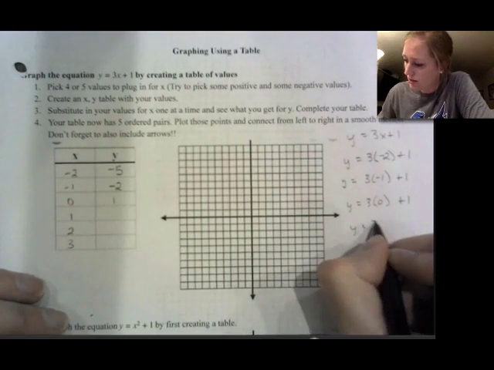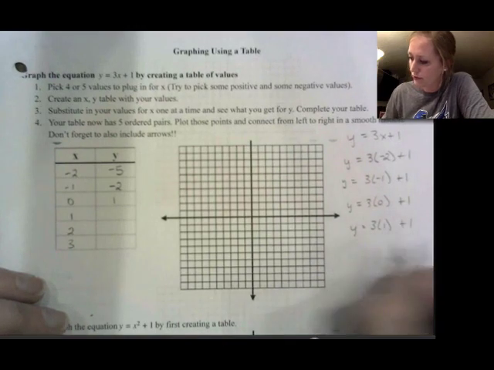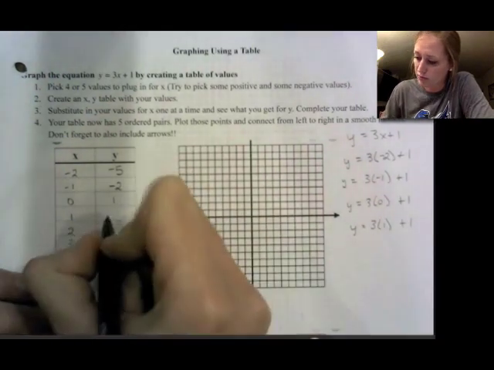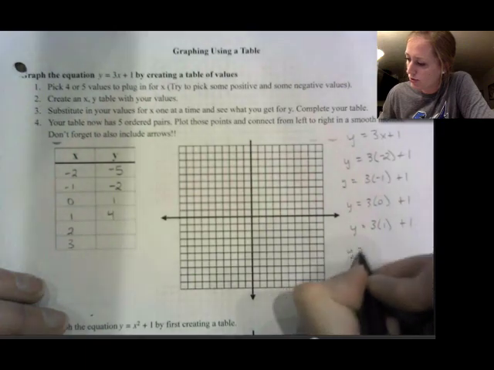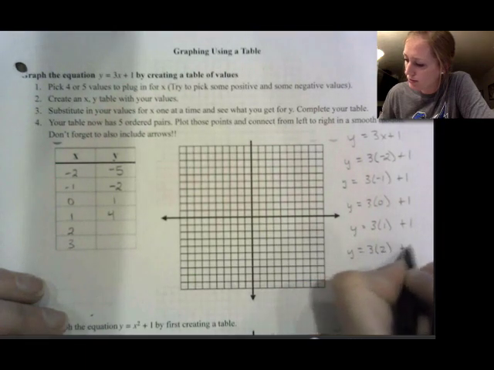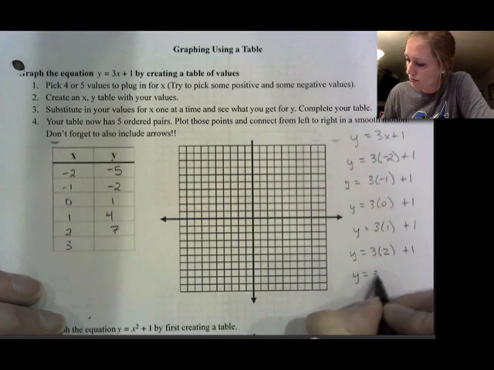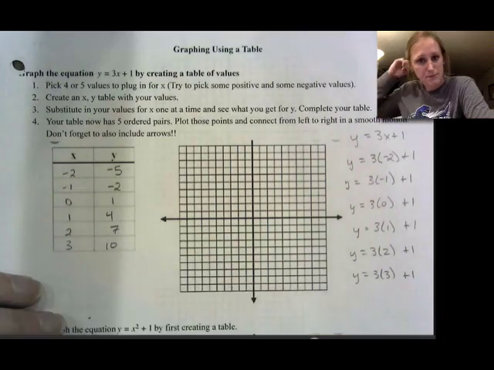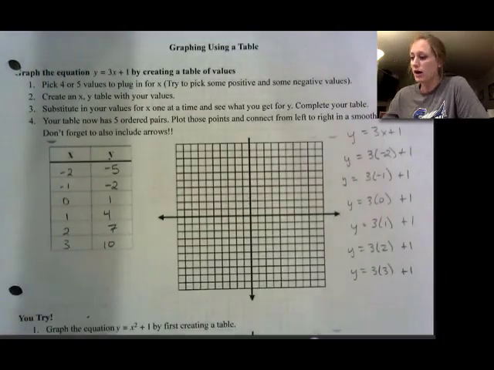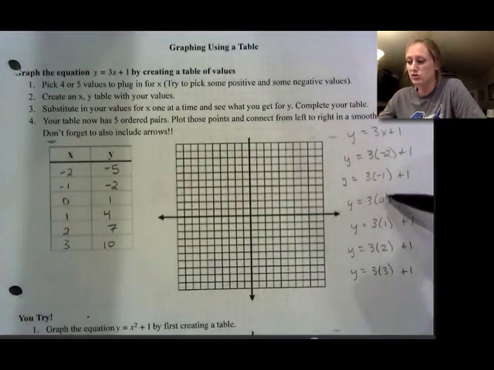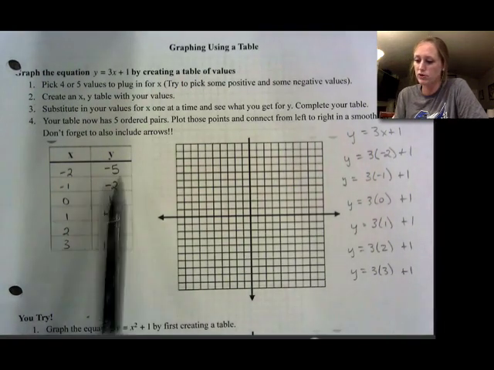And plugging in 1 now, 3 times 1 plus 1. So 3 times 1 is 3, plus 1 gives me 4. 3 times 2 plus 1, so I get 6 plus 1 is 7. And then last one, 3 times 3 is 9, plus 1 gives me 10. Okay, so I took turns substituting each of those x values in. So now I have a bunch of ordered pairs.